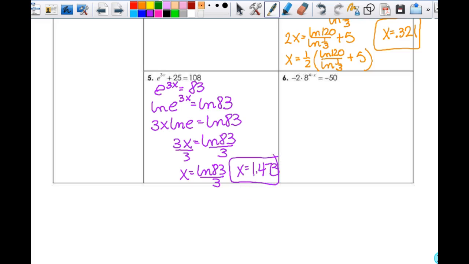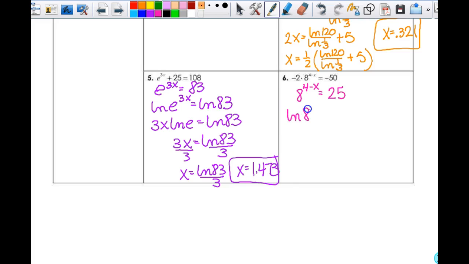All right. So number 6. Right now, can I take the log of both sides? No, I have to move what? The 2. It's -2. So what do I do to move it? Divide. So I'm going to divide by -2. I get 8 to the 4 minus x equals what? 25. And it's 25. Now that I have that exponential isolated, I can take the log of both sides.